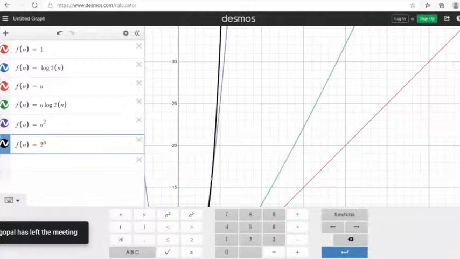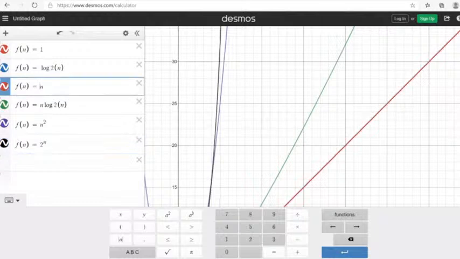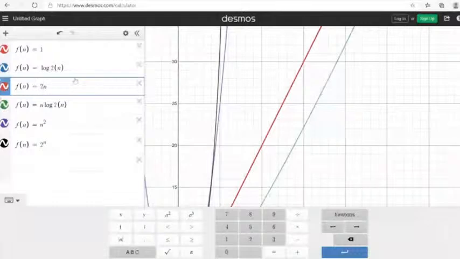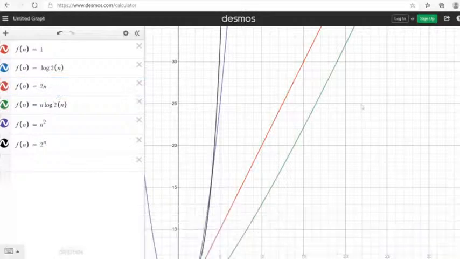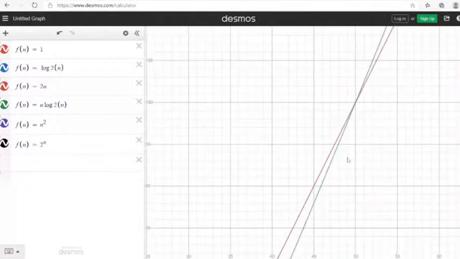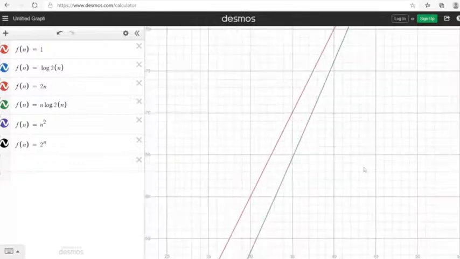Coming here to the graph screen. What I will do is, instead of n, I will give 2n. Look here. You say that 2n is greater than log n, log 2 of n.